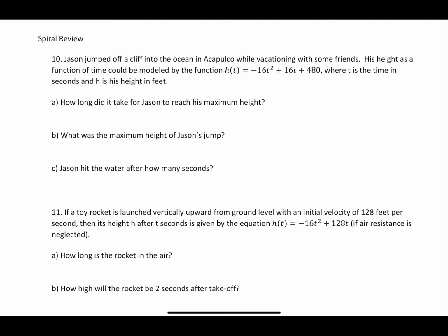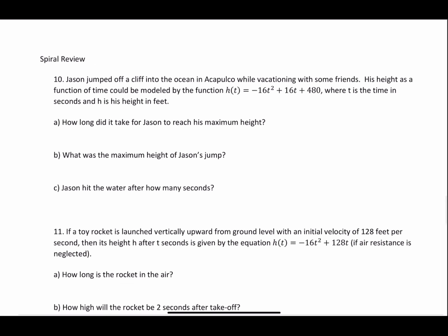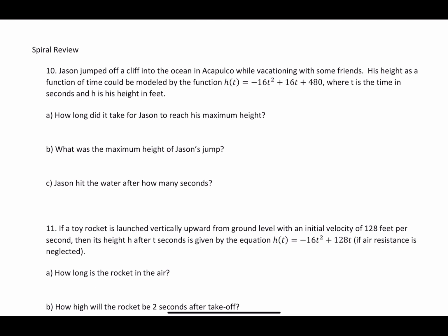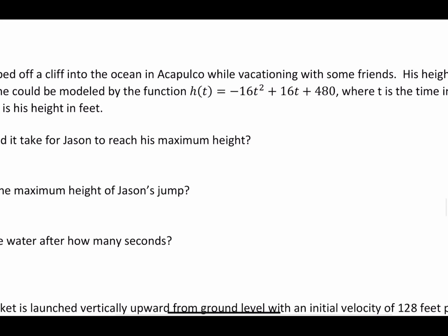Okay, we finally hit the section of the review where it's spiral review. This is review from last unit, units before, units from the first semester. So this has nothing to do with exponential. Do not think exponential. In fact, look, negative 16t squared. X is not the exponent. This is not exponential. It's quadratic.